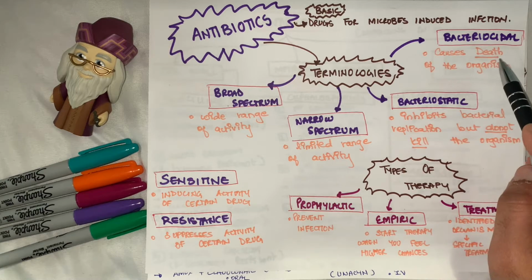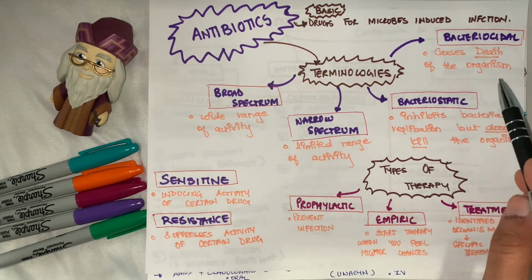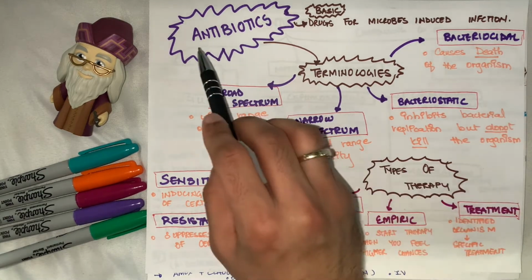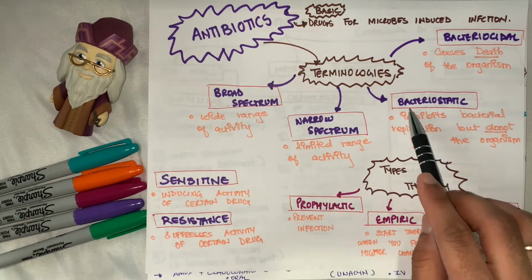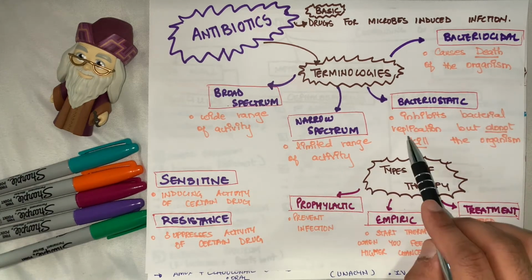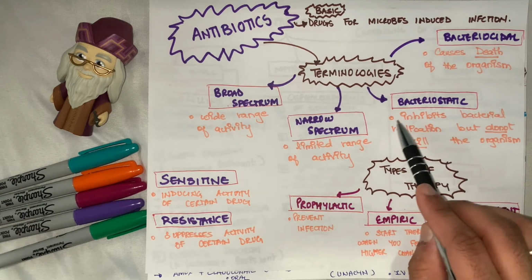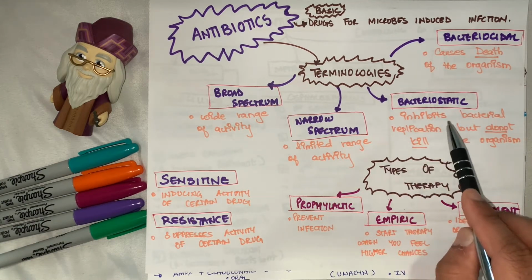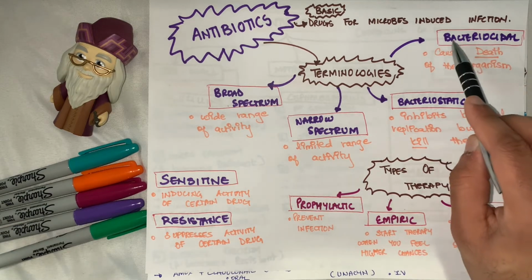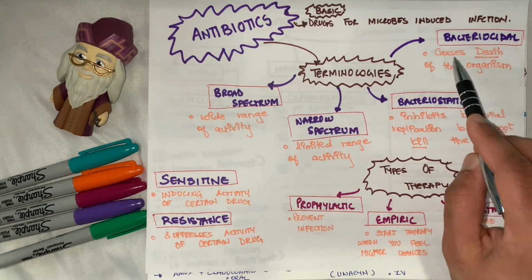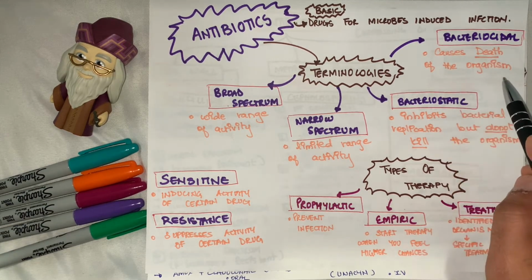Bacteriostatic and bactericidal. These are the definitions for the nature of the antibiotic. It's the behavior. Bacteriostatic inhibits the bacterial replication but does not kill the organism. It prevents the mitotic activity of the bacteria. Bactericidal, however, will cause death of the organism. It will actually kill the organism.